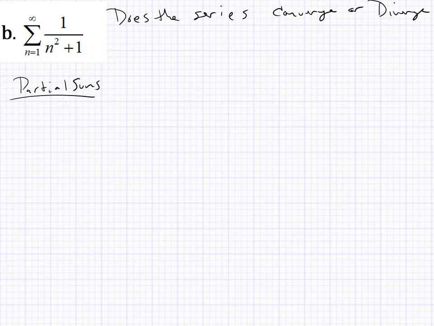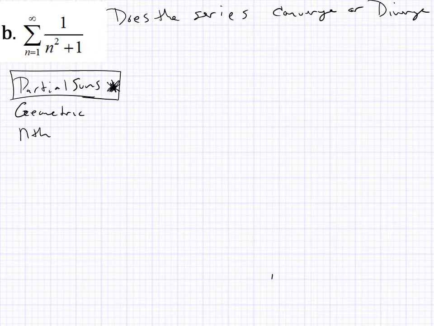I will be honest with you and tell you that we're not going to use this a ton. This is the way we got started, but it's really difficult to show a lot of series are going to converge or diverge using this. I mean, it's really nice in that it tells you if it converges and then what it converges to, but it's fairly difficult to use for a lot of series. We have geometric, which this is not. We have nth term, which is not going to work because this does go to 0. Nth term only works if it doesn't go to 0.